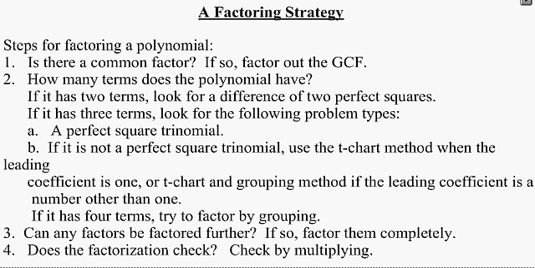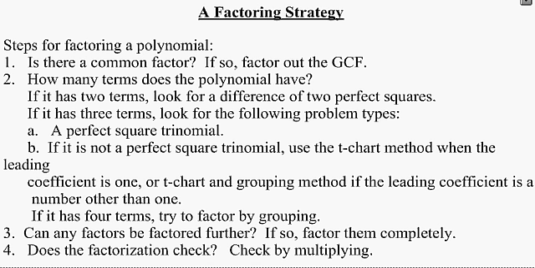Once you have factored it out, look at what you have remaining and count the number of terms. That's what we need to know next. How many terms does a polynomial have? If it has two terms, you're looking for a difference of two perfect squares. There is also factoring for a difference or a sum of perfect cubes, but that's not going to be covered in this video. I'll do another video on that, so look for that. So if it has two terms, we're looking for a difference of two perfect squares.